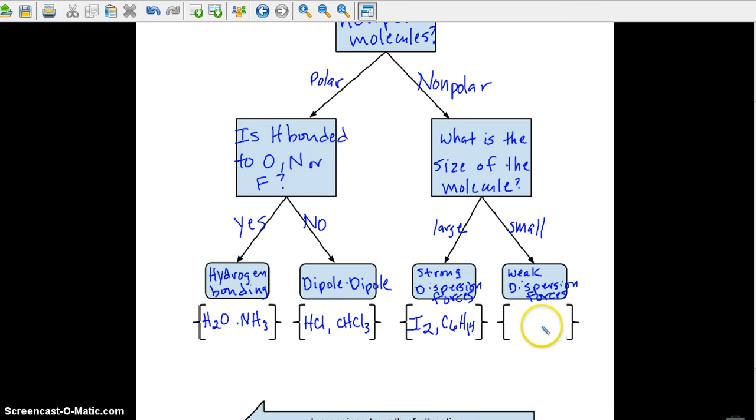Over here, if we had really small atoms, like fluorine, for example, which is diatomic, but fluorine atoms are really small. So fluorine is going to be a gas at room temperature because it has weak forces holding it together. If we talk about carbons, if we just have one carbon bonded to 4 hydrogens, CH4 is methane gas. And again, it's a gas at room temperature because it has weak dispersion forces holding it together.